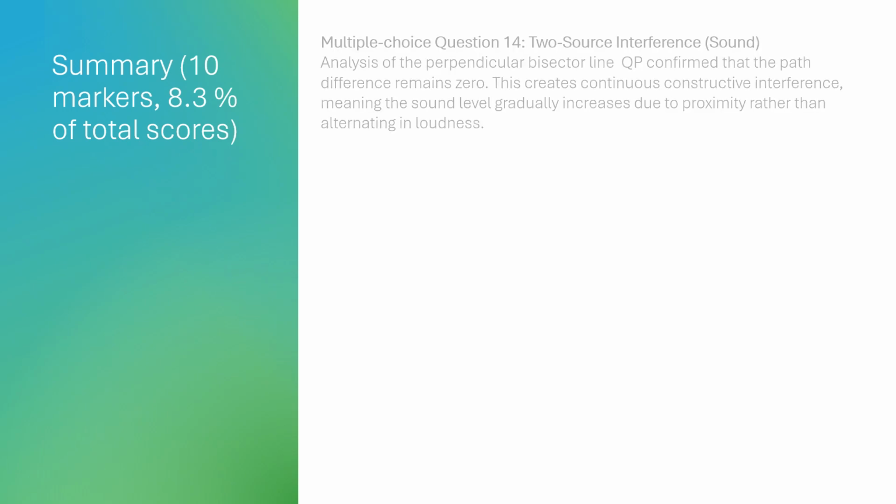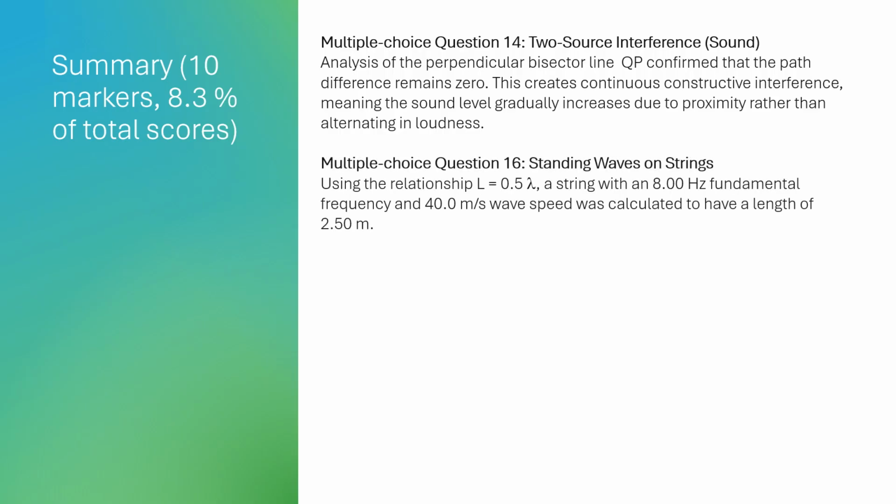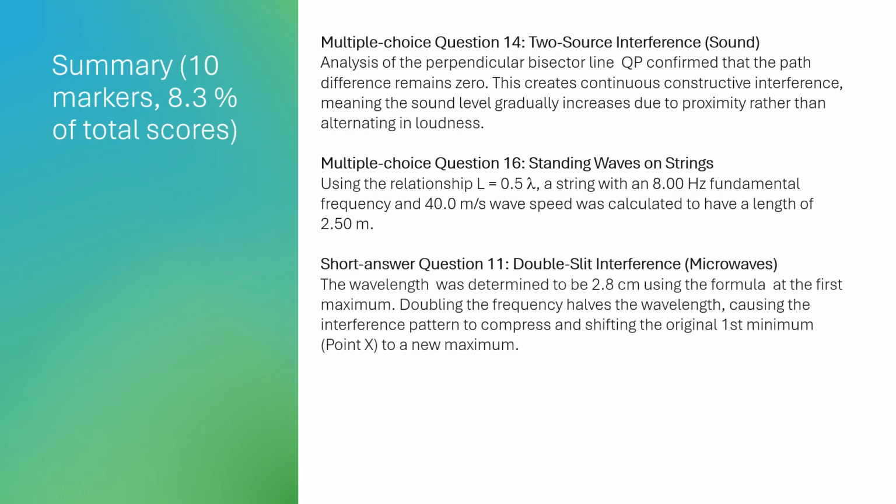Multiple choice question 14, two-source interference, sound. Analysis of the perpendicular bisector line QP confirmed that the path difference remains zero. This creates continuous constructive interference, meaning the sound level gradually increases due to proximity rather than alternating in loudness. Multiple choice question 16, standing waves on strings, using the relationship L equals 0.5 lambda. A string with an 8.00 Hz fundamental frequency and 40.0 meters per second wave speed was calculated to have a length of 2.50 m.